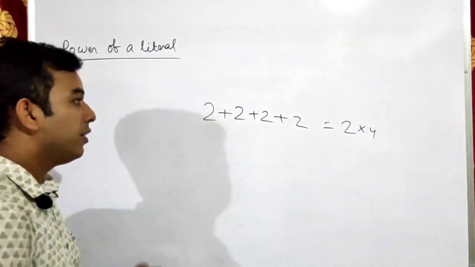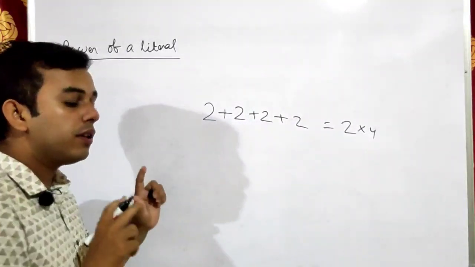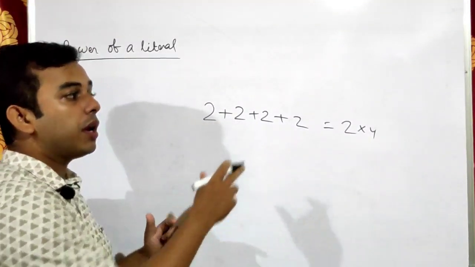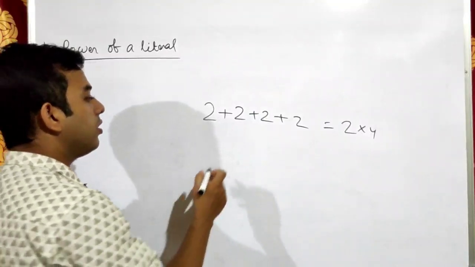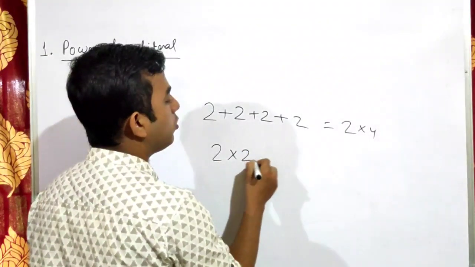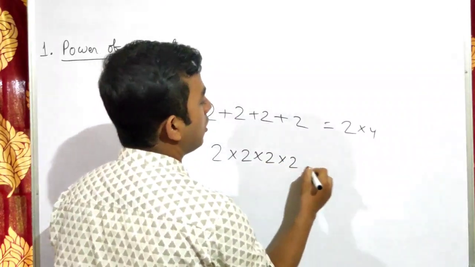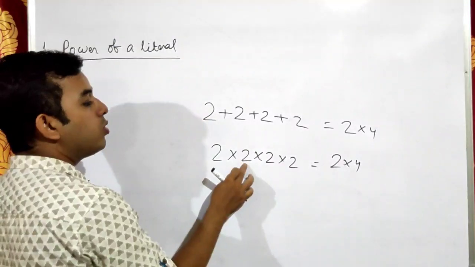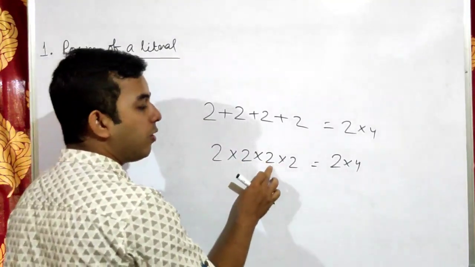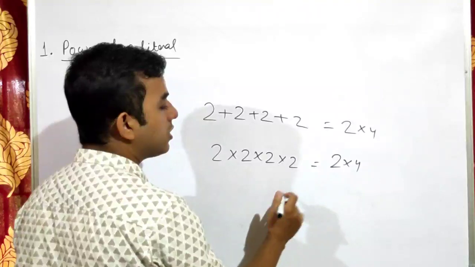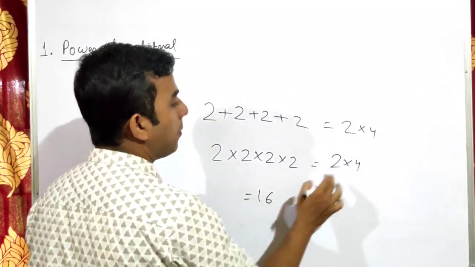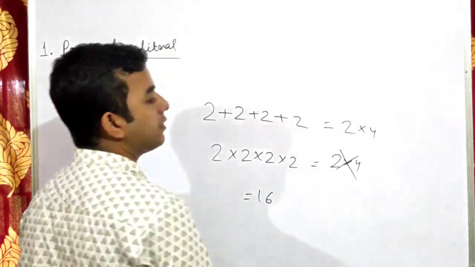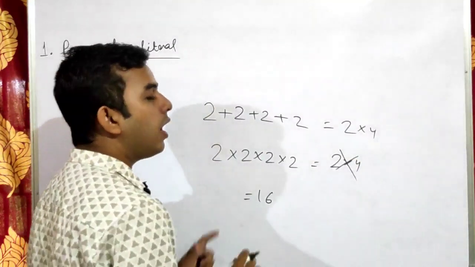So now this is in case of addition. Now if the same case was there in case of multiplication, let's check whether we can write it like this, 2 into 4. Look, 2 into 2 into 2 into 2. Can we write it like 2 into 4? Let's check. 2 into 2 is 4. 4 into 2 is 8. 8 into 2 is 16. Isn't it? It is 16. But 2 into 4 is how much? It is 8. So we can't write it like this.